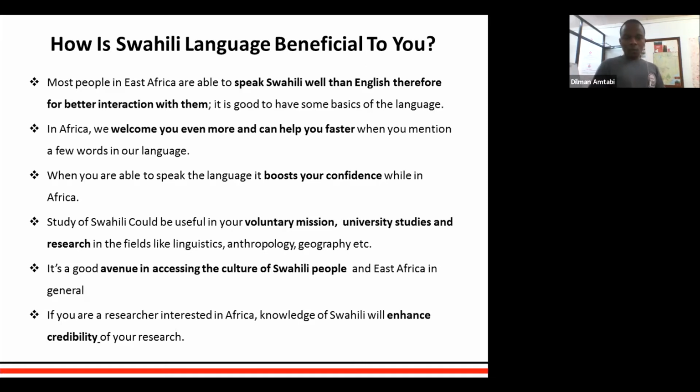Again, if you are a researcher and interested in Africa, knowledge of Swahili will enhance your credibility, or the credibility of your research. So it is really, really important to study the language.